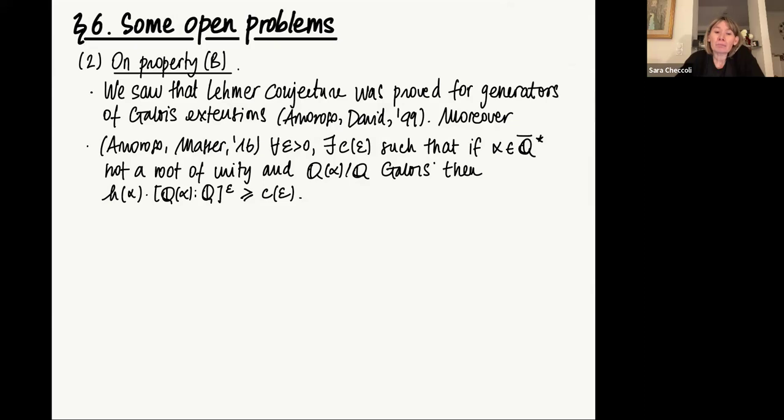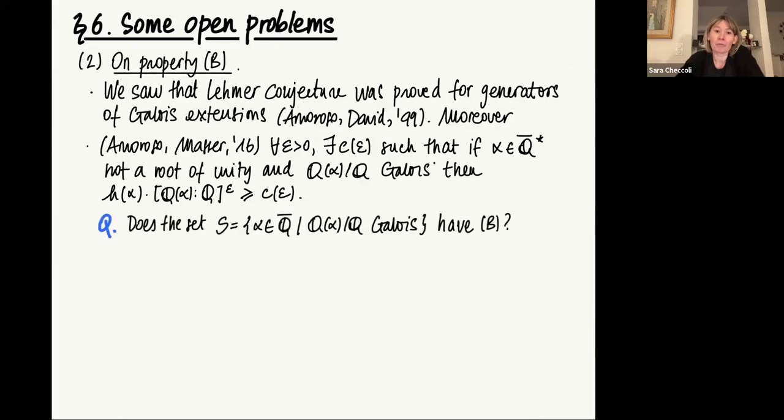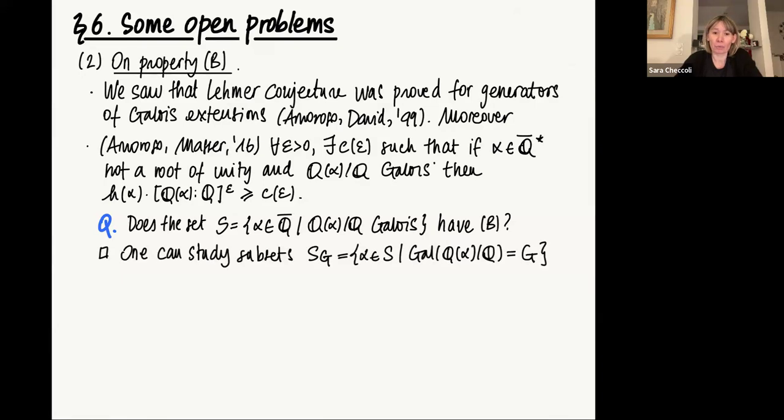And so this might prompt the question of whether, if you look now just at the set of generators of Galois extensions, maybe the set could have the Bogomolov property. Okay, so this result of Amoroso and Masser could raise this question. One of the possible ways to look at this problem is to cut by Galois groups. So one can study the subsets of the set S, let's say S_G, which are given by the generators of Galois extensions whose Galois group is equal to G. So for every group, you try to prove some Bogomolov property, at least for the group.